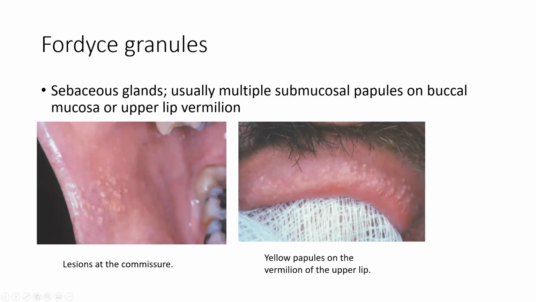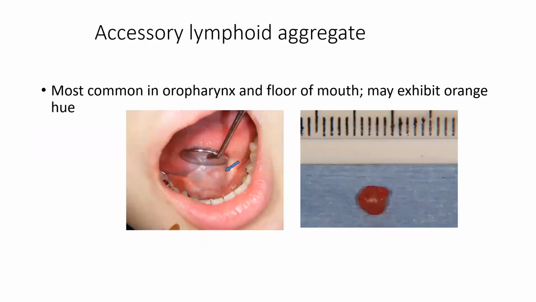So this is the most common variant, seen in almost every other patient, the Fordyce's granules. These are ectopic sebaceous glands, which are trapped inside the oral mucosa. And this does not require any treatment. Most commonly seen on the labial or posterior surfaces of the buccal mucosa or on the vermilion of the upper lip, and sometimes also on the lower lip.